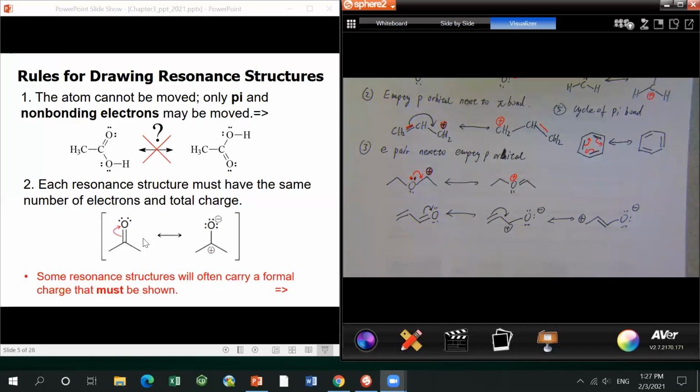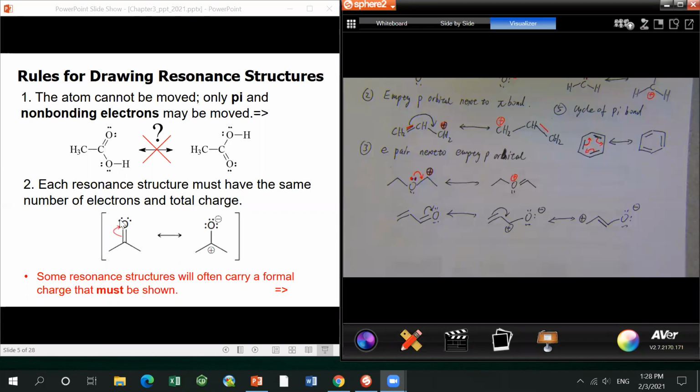For this original structure, there are 4 bonds in total: 1 double bond and 2 single bonds, and then 2 lone pairs, totally 12 valence electrons. We ignore the CH bonds, so there are some CH bonds. After you draw the resonance structure, it becomes 3 single bonds and 3 lone pairs, still 12 valence electrons in total.